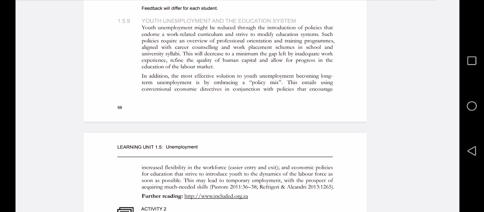Youth unemployment and the education system. Youth unemployment might be reduced through the introduction of policies that endorse a work-related curriculum and strive to modify the education system. Such policies require an overview of professional orientation and training programs aligned with the counseling and work placement schemes in schools and university syllabi. This will decrease, at a minimum, the gap left by inadequate work experience, refine the quality of human capital, and allow progress in the education of the labor market.